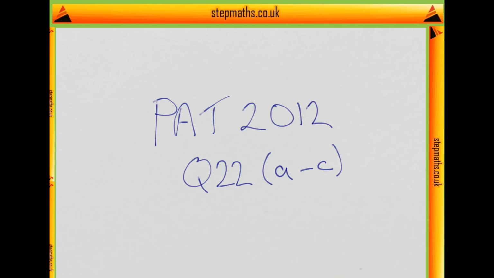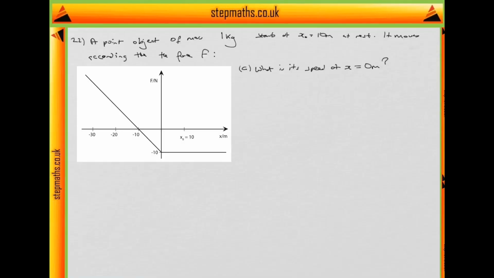Hi, so you're going through the PAT paper from 2012, going through parts A to C of question 22. Question 22 is an exceptionally difficult question and it has to be thought about very carefully. So we're told that a point object of mass 1 kilogram is placed at the point x0 equals 10 meters at rest. It then moves according to this force here, F, that depends on displacement.